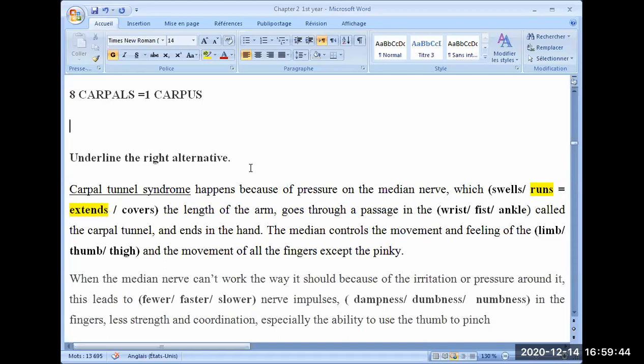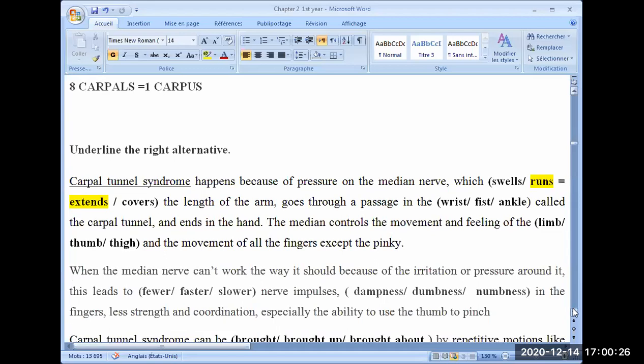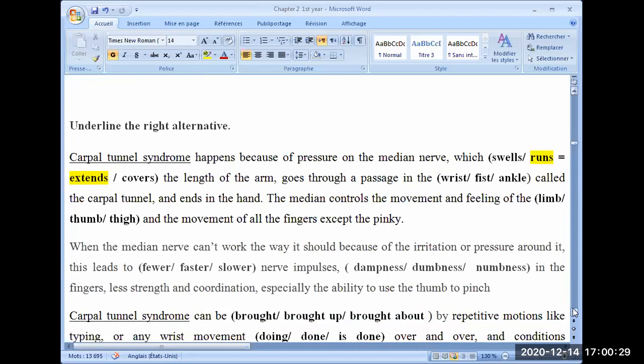So this is the median nerve. It runs the length of the arm and then goes through a passage in the wrist. This passage is called the carpal tunnel and ends in the hand. The median controls the movement and feeling of the thumb and the movement of all fingers except the pinky. Yes, we can't use limb, limb is very general, and cannot use thigh. Thigh is part of the lower extremity.